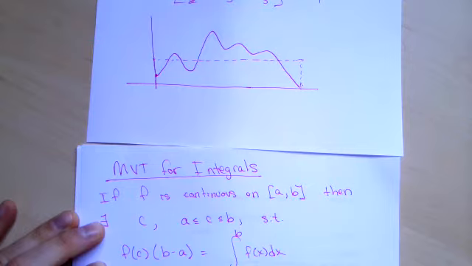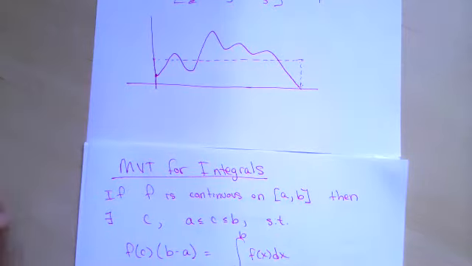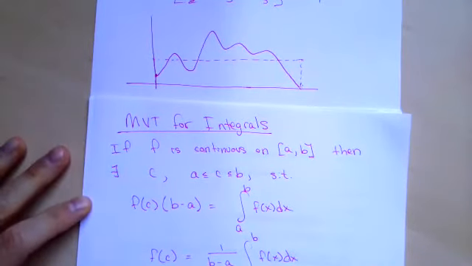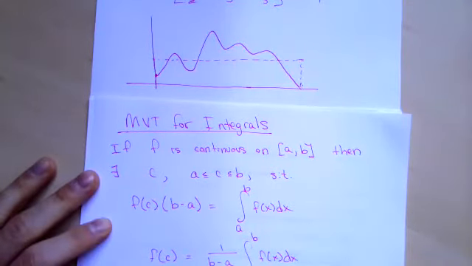In other words, not only can we compute the average value of a function, but there has to be some point where the function reaches that average value. All it's saying here is that c is the x value where f of c is the average value.